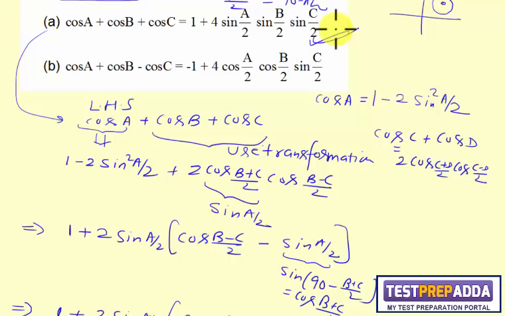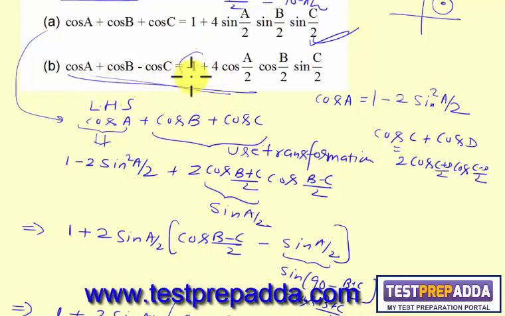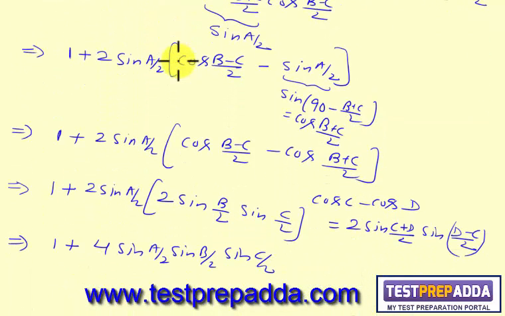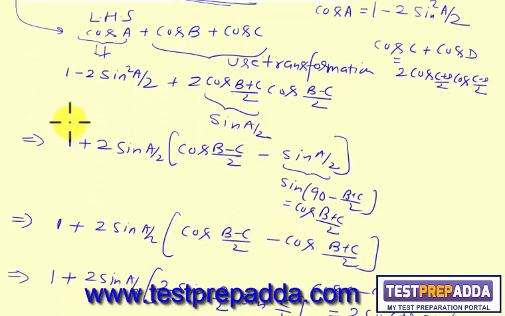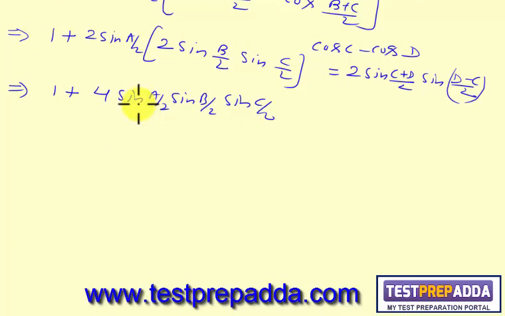Hence proved. Now in a similar manner, if I take this one, here also, since I want minus 1, what conversion will you use? What formula will you use for the first term of LHS, cos A? That will be 2 cos square A by 2 minus 1. So second identity, I am taking LHS.